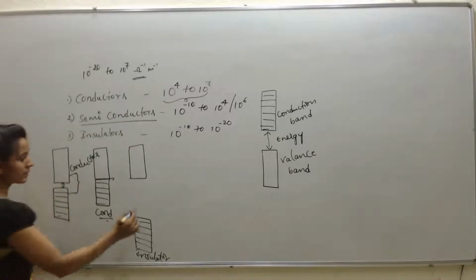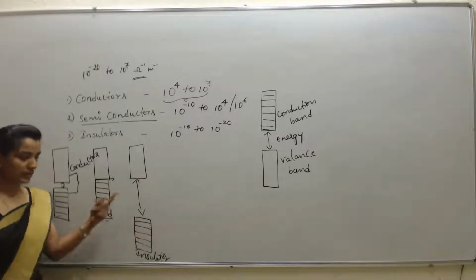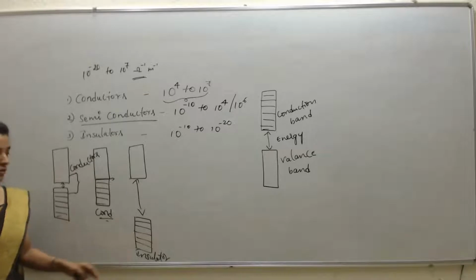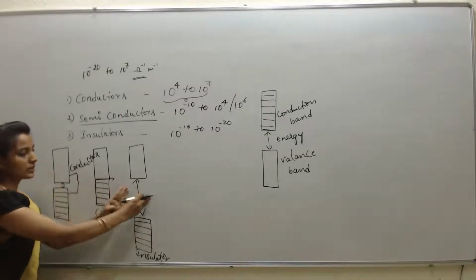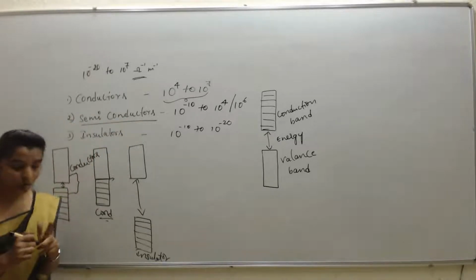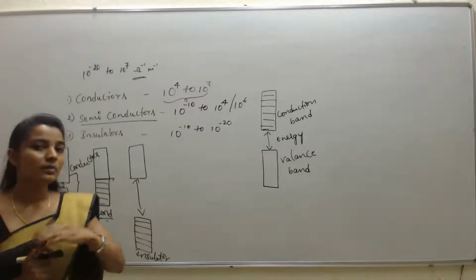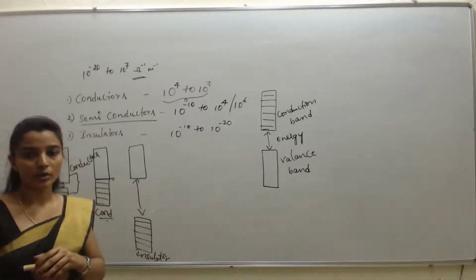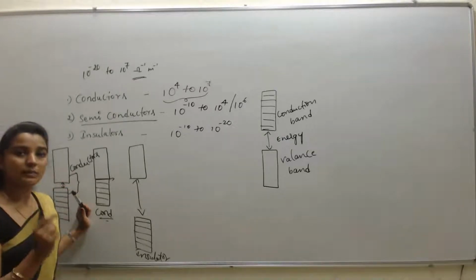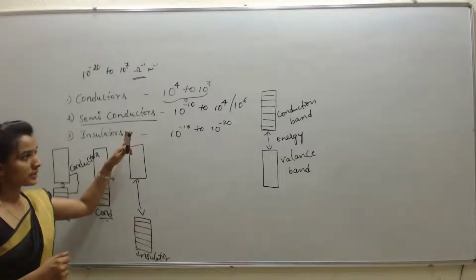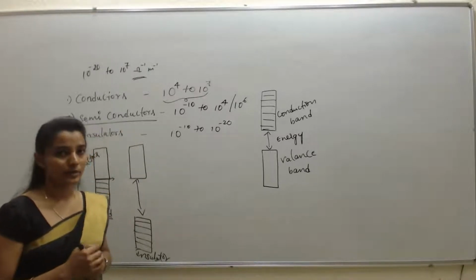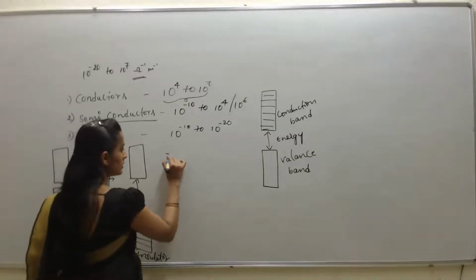If the energy gap is too far apart like this, then the semiconductor behaves as an insulator. So this one is a conductor and this one is an insulator, and a semiconductor sometimes shows conductor properties and sometimes insulator properties. But we can enhance the conducting property of the semiconductor by doping it with other elements. Okay, so what is meant by doping?